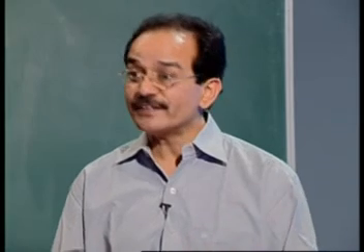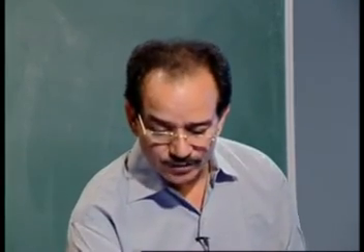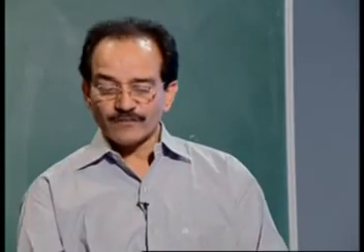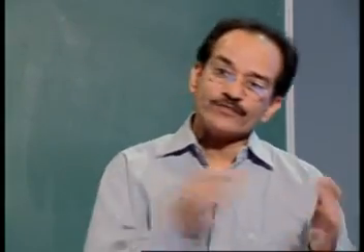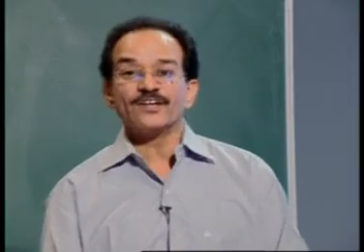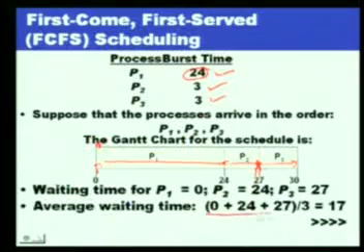Now, what do you observe in this? Let us say a job is there which requires 24 units of time, and there are other jobs which require only 3 units of time. So, my job which requires 3 units of time has to wait for 24 units of time before it gets its turn for execution. That is the reason why the average waiting time is more in case of first come first serve basis.